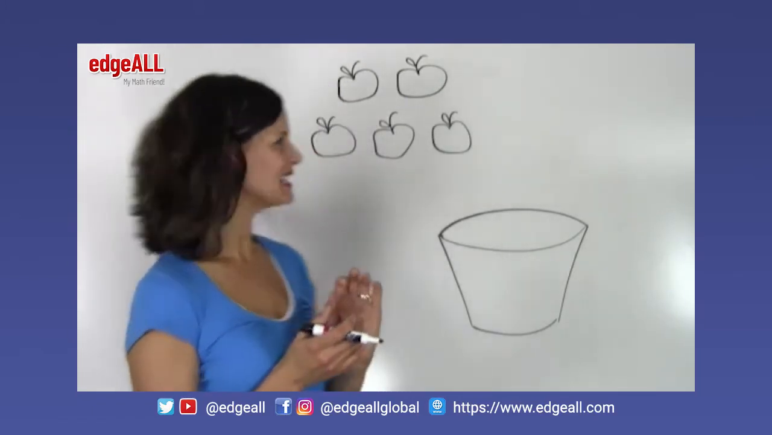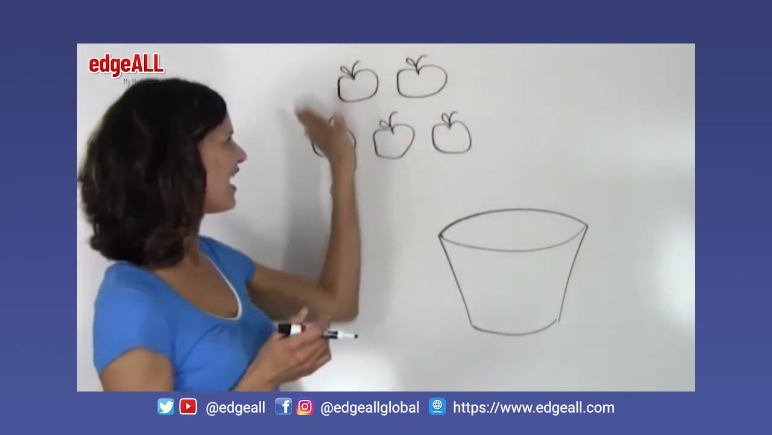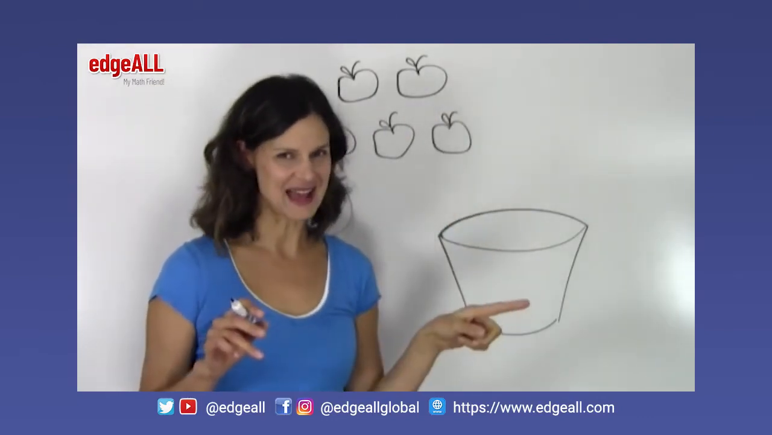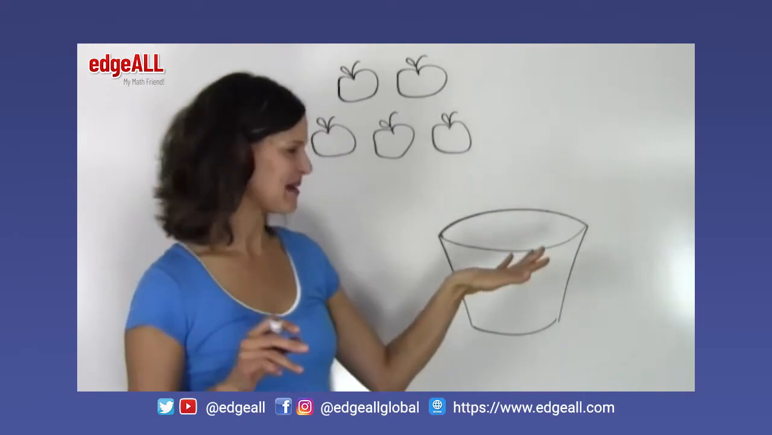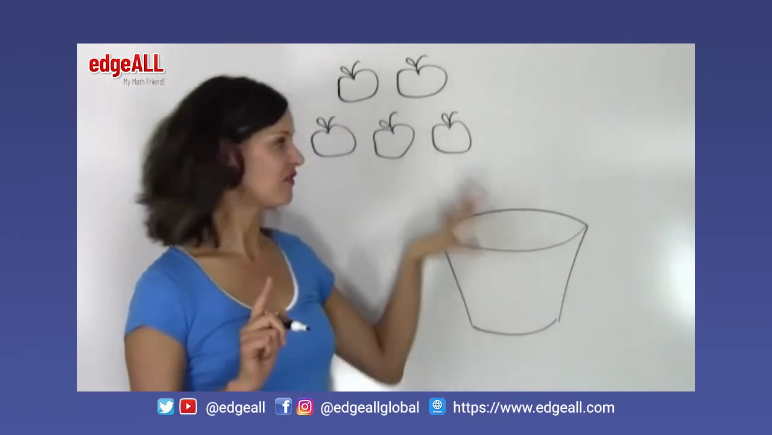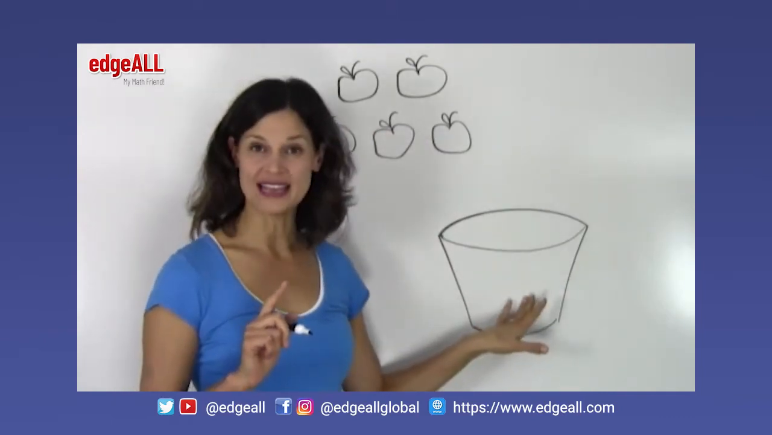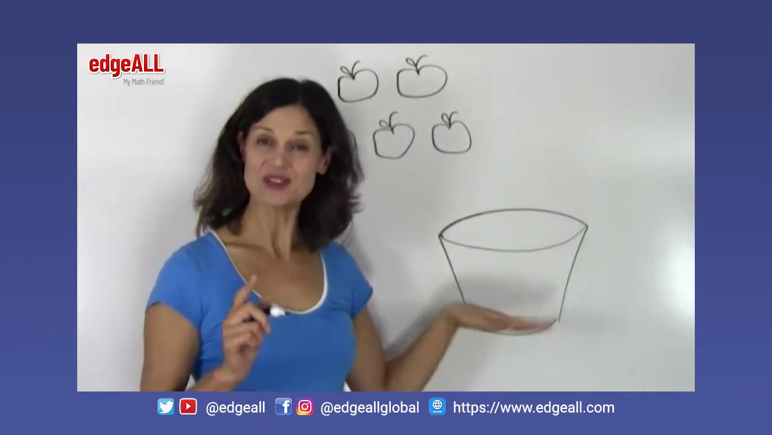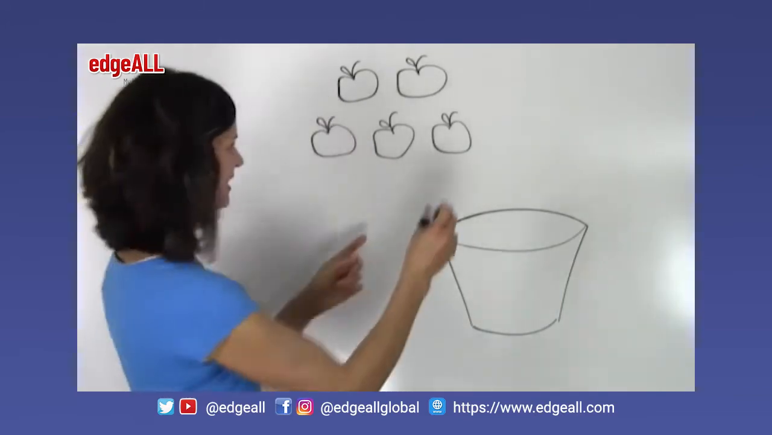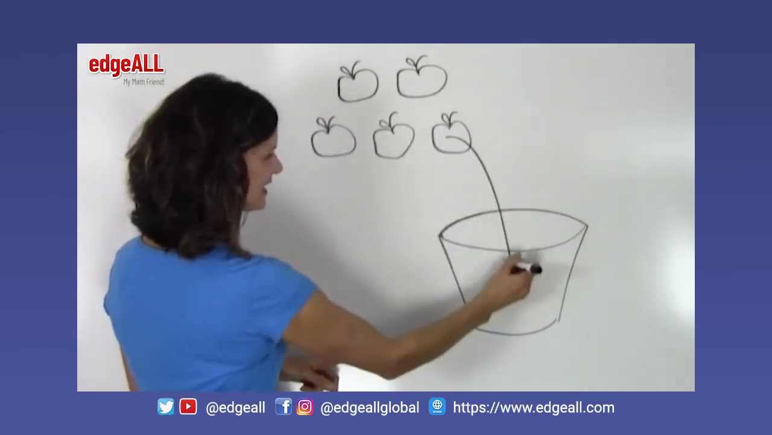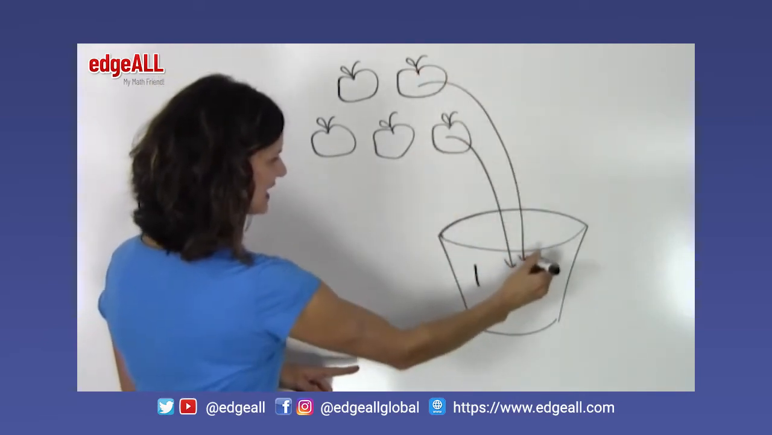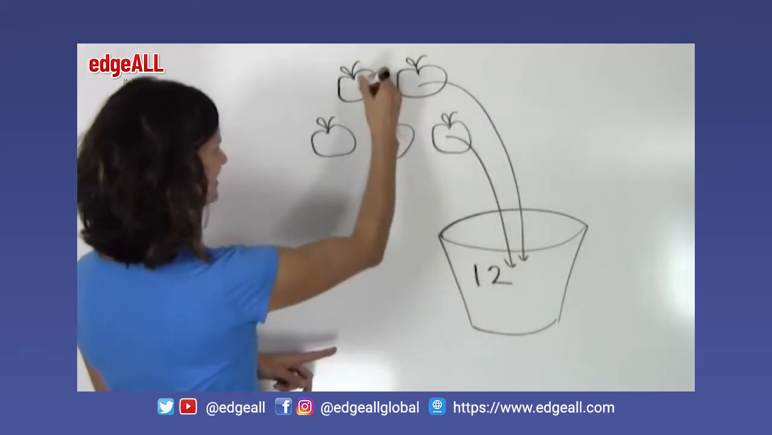Let's visualize this problem. I have 5 apples and I want to divide them, or place them in this case, into one basket. So 5 divided by 1, how many apples am I going to end up with in my one basket? Well, I would put this apple in and I would have 1 apple. I'd put my next apple in and I'd have 2 apples.